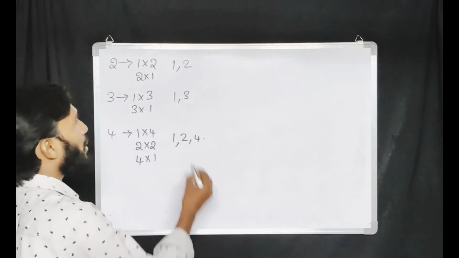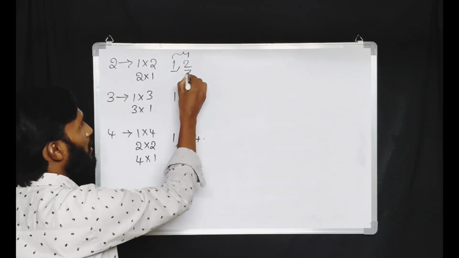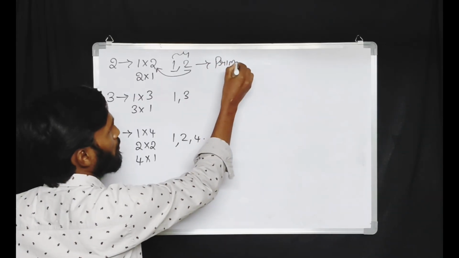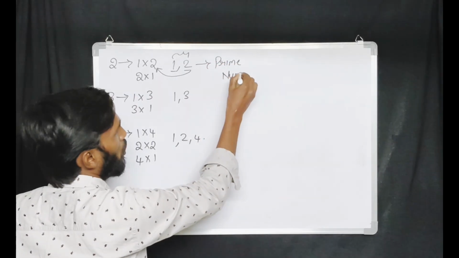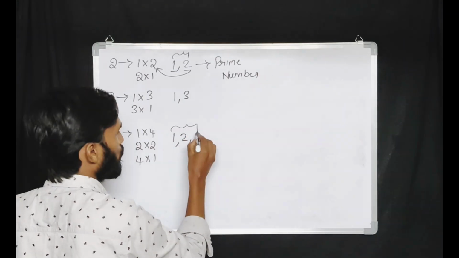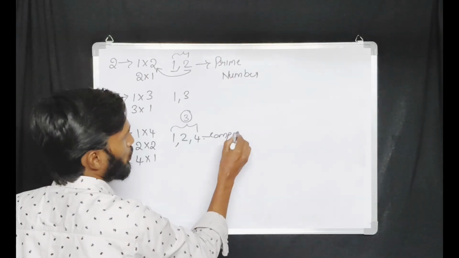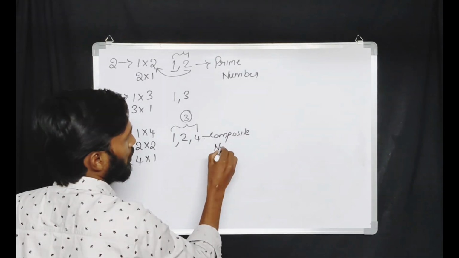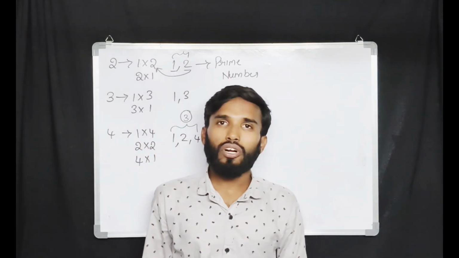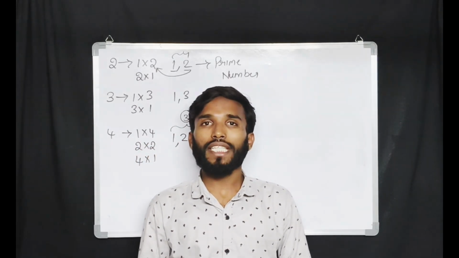See, where a number has only two factors, 1 and the number itself, we call it a prime number, as you all know. Where a number has more than two factors, we call it a composite number. Now, this is prime number and composite number. Next, we have to know about Euclid's lemma.